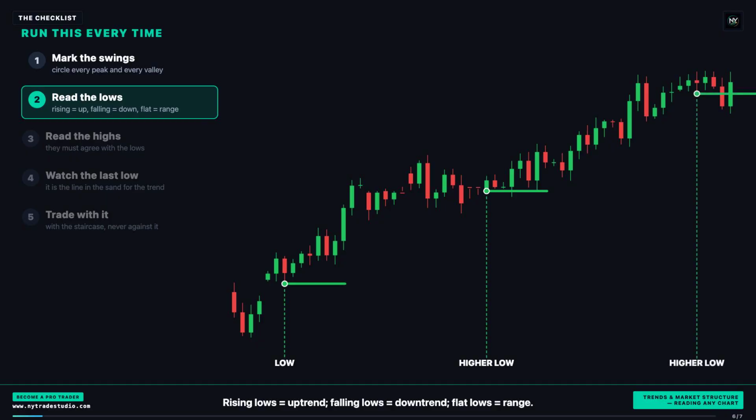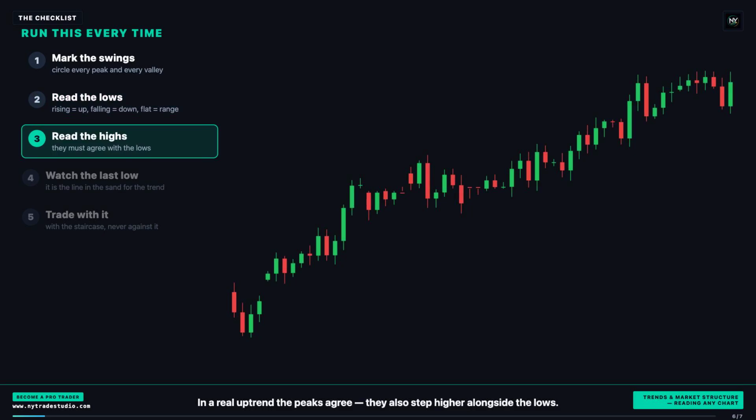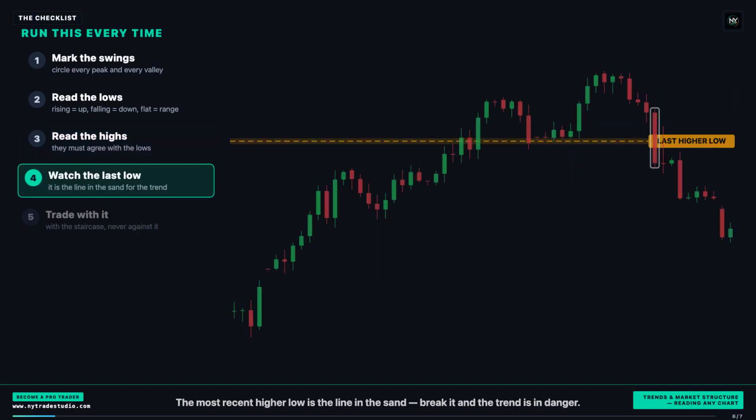3. Read the highs, and make sure they agree. In a real uptrend, the peaks rise with the valleys. In a downtrend, they fall together. When the highs and lows disagree, you are probably in a range or right at a turn. 4. Watch the last swing low in an uptrend and the last swing high in a downtrend. That one point is your line in the sand. The day price breaks it, it is the day the trend is in danger.